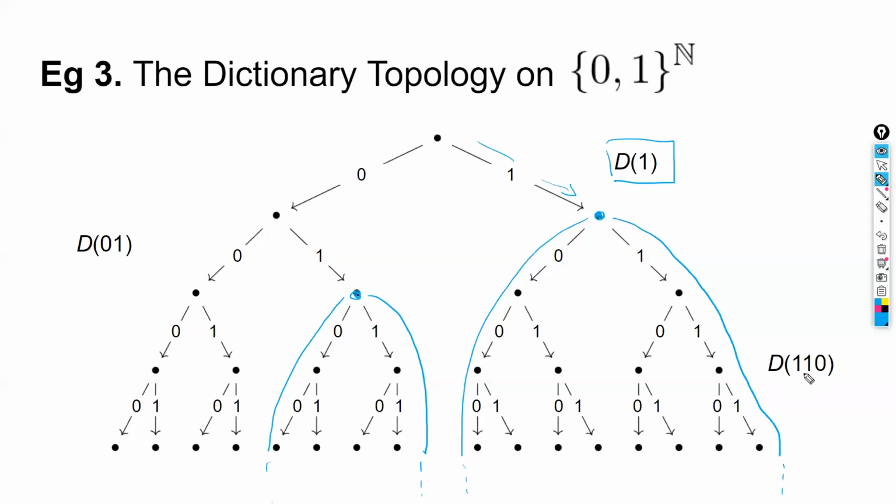Okay, let's look at D of 1, 1, 0. So D of 1, 1, 0, we're going to start at the top, go down to 1, we're going to go down to 1, and travel down 0, and we're going to end up here. It's all of these guys in this corner of the tree. You'll notice that this basic open set is actually a subset of this larger one right here. And then, of course, open sets in the dictionary topology are just going to be unions of these.